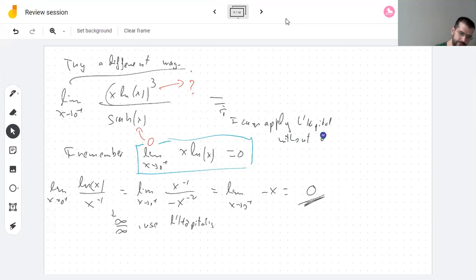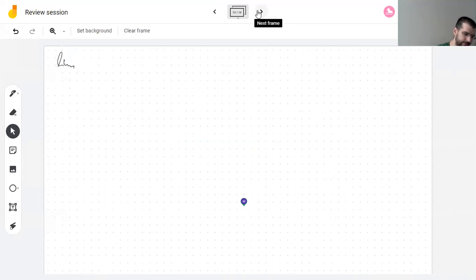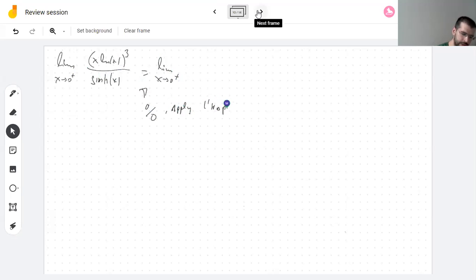Without moving things around. And I like doing that because this denominator, its derivative is 1. So I'm not going to get 0/0 anymore. So let's do this. Since this I know now is 0 divided by 0, apply L'Hopital.